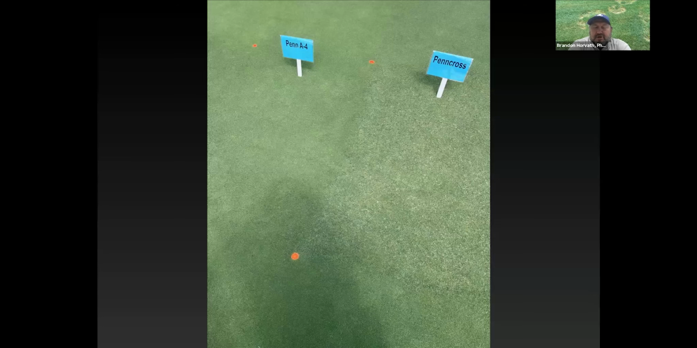You can see how much coarser textured it is. It's more open in terms of its canopy. And just next to it is Penn A4, which was the next generation of bentgrasses that came out after Penncross. You can see how much more dense that turf is, how much more finely textured it is, and that results in a better putting surface.